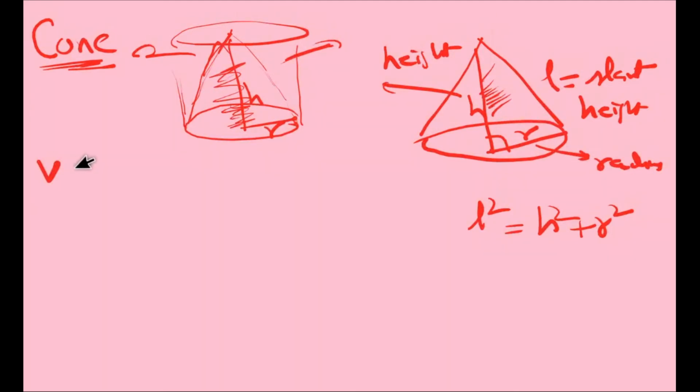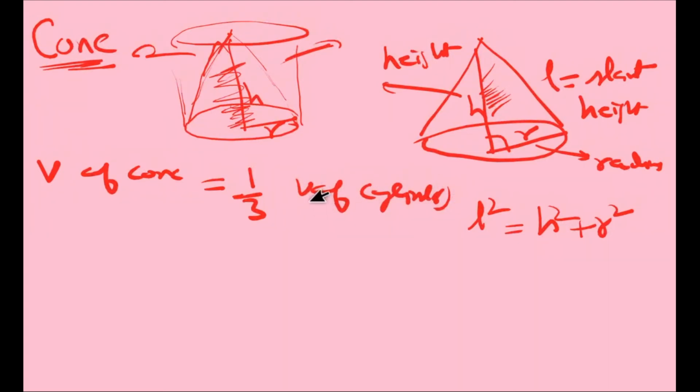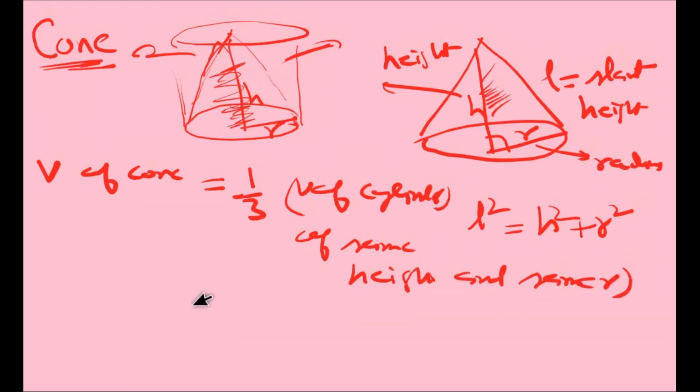Now the volume of the cone equals 1/3 the volume of a cylinder of the same height and same radius. So student, the volume will be 1/3 pi r square h. Okay, what is the volume of the cone? That is 1/3 pi r square h.